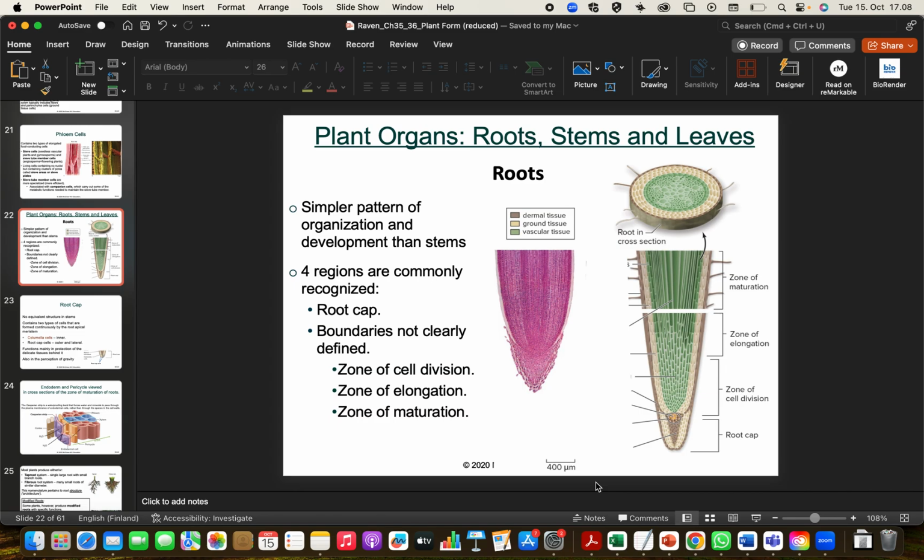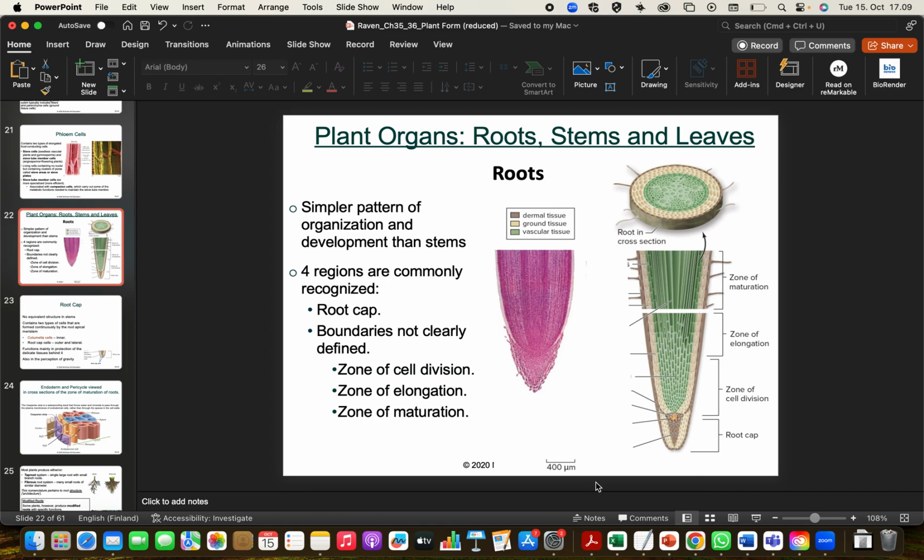Hello, everyone, and welcome back to chapter 35, part 2. In part 1, we discussed a lot about the different types of tissues that exist in plants and how they are differentiated from these apical meristems.